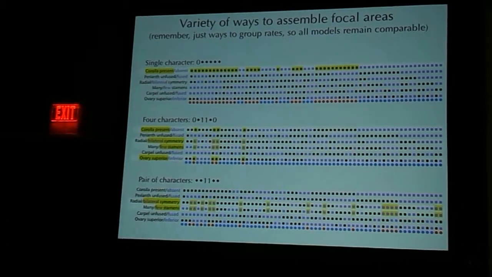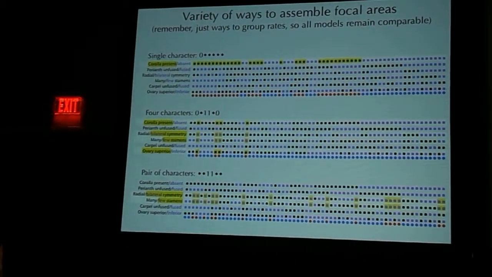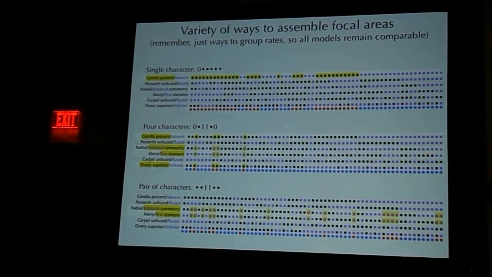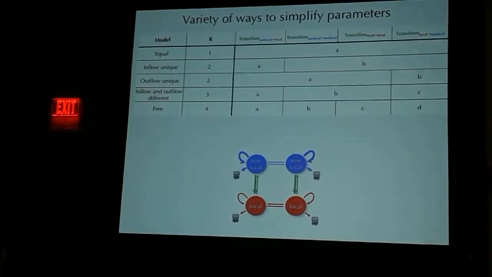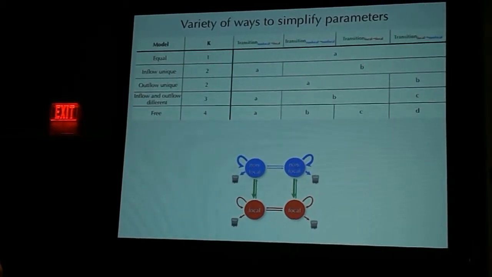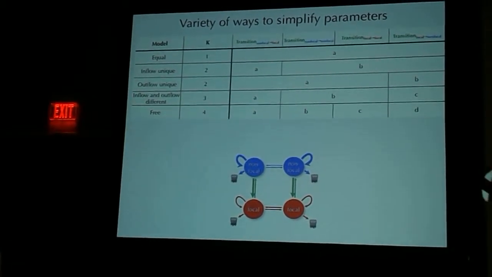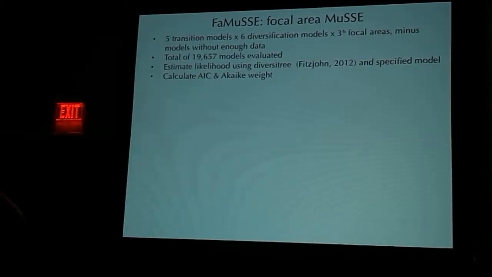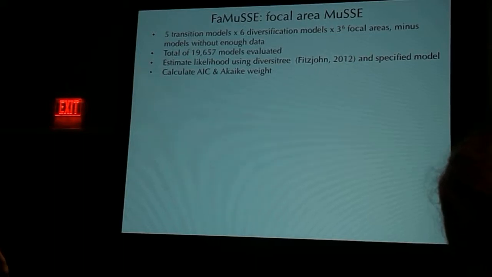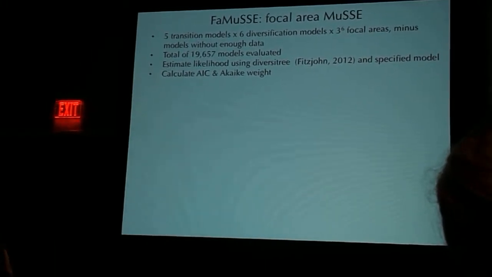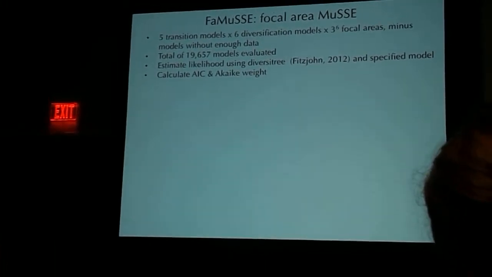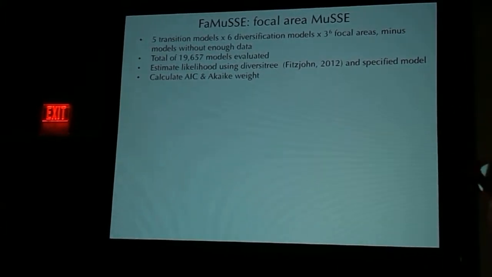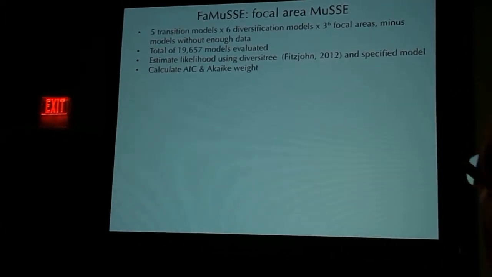And of course, we can try multiple different ways of doing focal areas: a single trait, 4 characters, pairs of characters, etc. And for these models, we can also simplify our transition model and our diversification model. Combining all these, we have 5 possible transition models, 6 diversification models, and 3 of the 6 possible areas. So we have to look at 19,000 models. We can do that on a powerful cluster, likely using diversitree and calculating AIC.